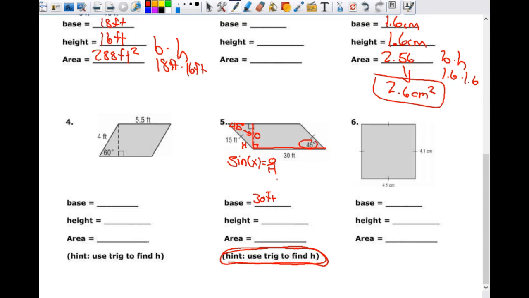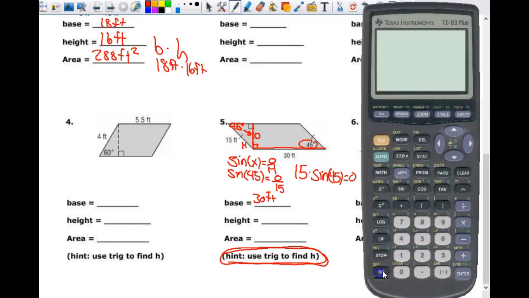Sine of our reference angle, which was 45, is equal to opposite over hypotenuse, which was 15. Multiply both sides by 15, so we get 15 times sine of 45 is equal to our opposite. 15 times sine of 45, and we get 10.6.